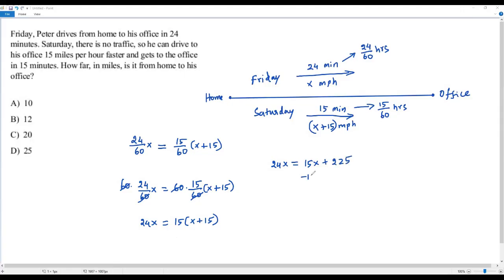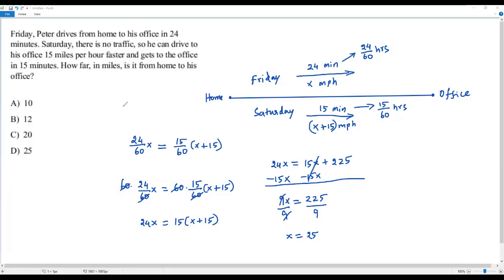Now let me subtract 15x from both sides. When I do so, the positive and negative 15x cancel. When I combine 24x minus 15x, I'm getting 9x equals 225. Now let me divide both sides of this equation by 9. Then the 9 will cancel, and I'm getting x on the left side. When I divide 225 by 9, I'm getting 25. Here I got the value of x.